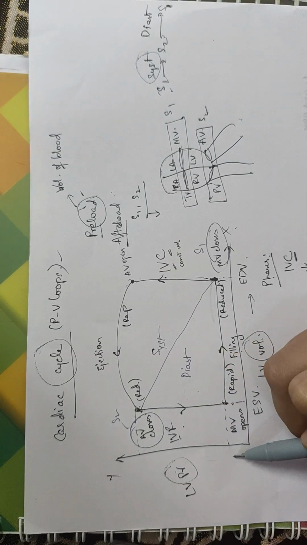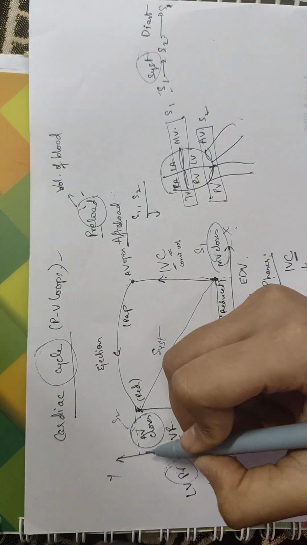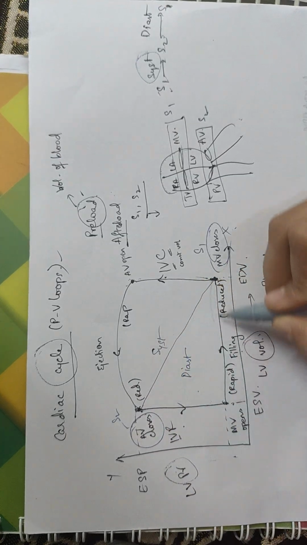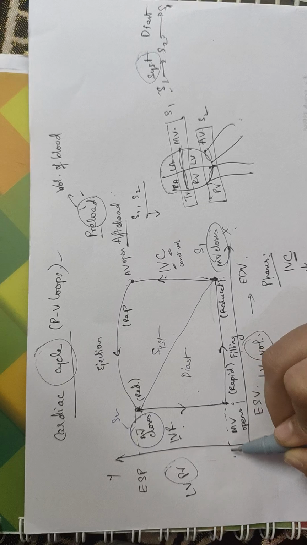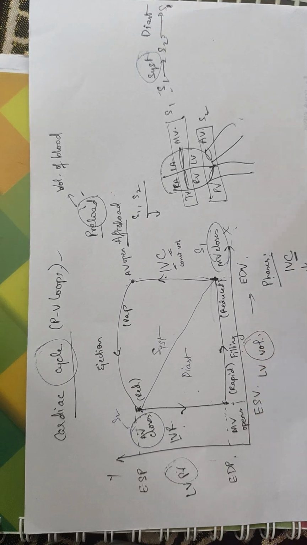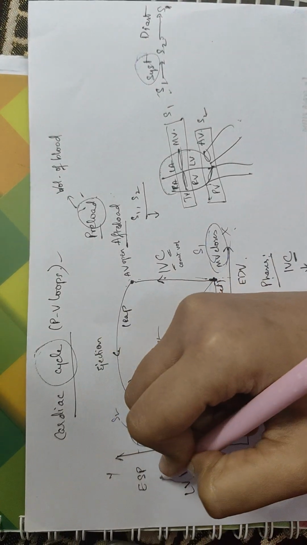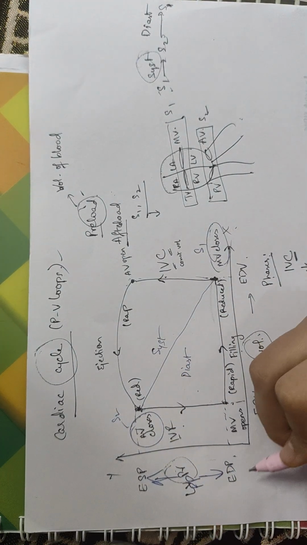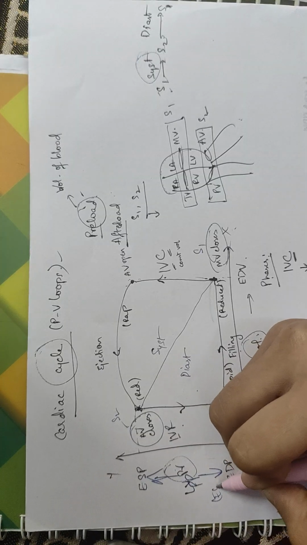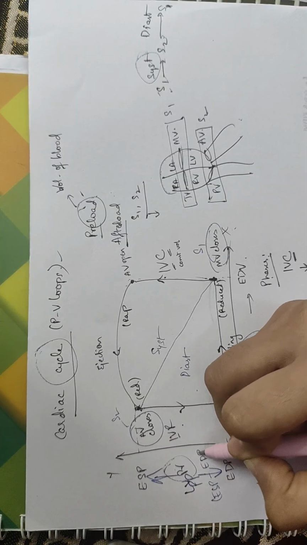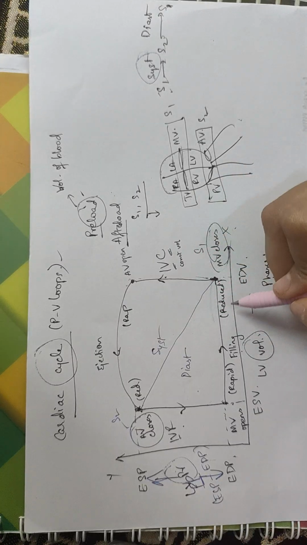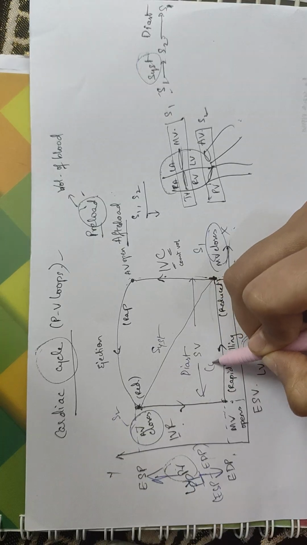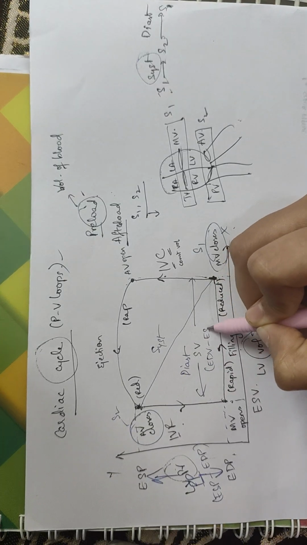Similarly, if we talk about the pressure, this is end systolic pressure because systole ends here and diastole ends here. So this will be end diastolic pressure. And the difference between these two pressures, end systolic and end diastolic, is pulse pressure. End systolic pressure minus end diastolic pressure is pulse pressure. And the difference between these two volumes is stroke volume. That is end diastolic volume minus end systolic volume.